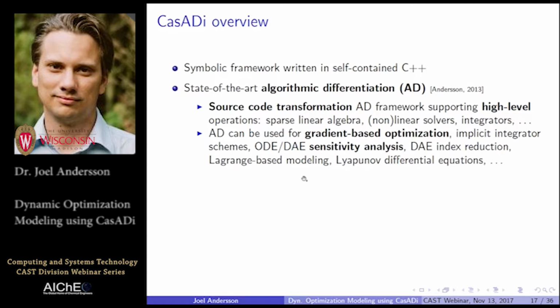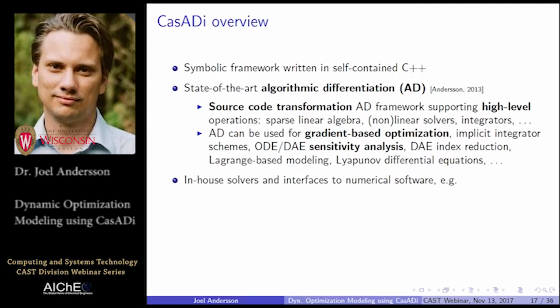This AD framework in CasADi can then be used for a number of different things. One thing that it's being used for is to calculate derivatives for gradient-based optimization. But it's also used for a lot of other things. We use it to implement implicit integrator schemes, in our interfaces to solvers. We use it for things like sensitivity analysis, for index reductions of DAEs, or you can use it also for things like robust optimization. So that's like the core of CasADi.